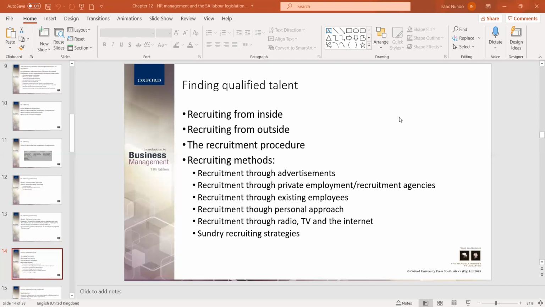It also has its own good side and bad side. In terms of professional bodies, even in the university, sometimes we employ people from other institutions just to come and fill in positions that are available. Those are people recruited from outside. For me, for example, I am from UCT and I'm currently lecturing at UKZN, so I was recruited from outside and not an internal recruit.